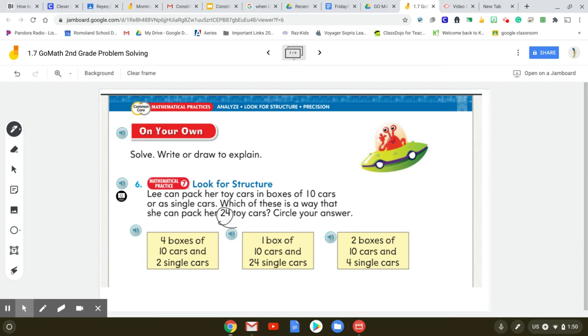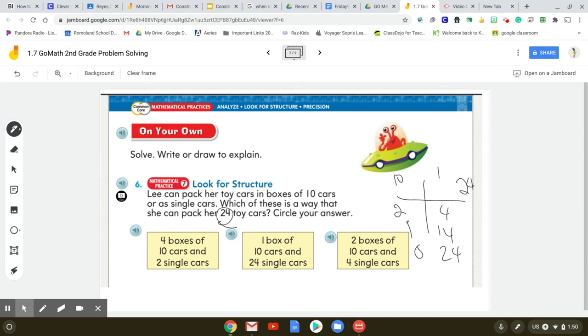I'm going to come over here and make my little T-chart like this. It's got to be 24, and this is my 10s and my 1s, and I know she can do 2 10s and 4 1s. She can go 1 10 and 14 ones, or she can go no 10s and 24 ones, just like we did before. So now I know which ones I can look for.